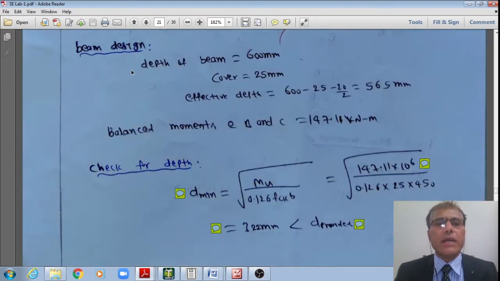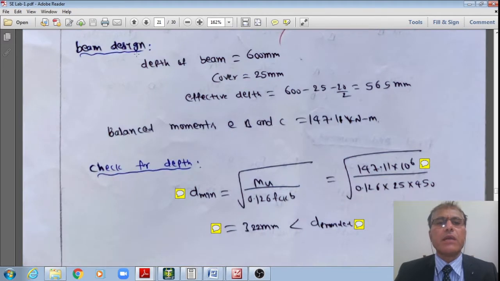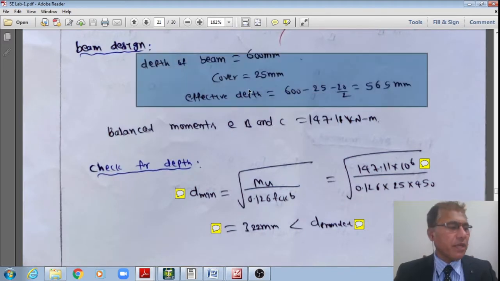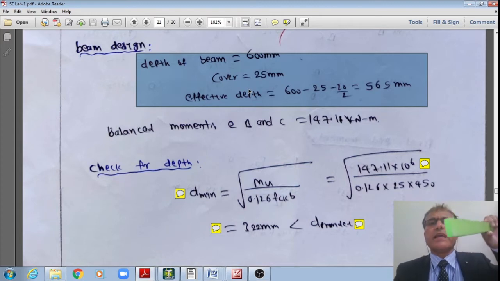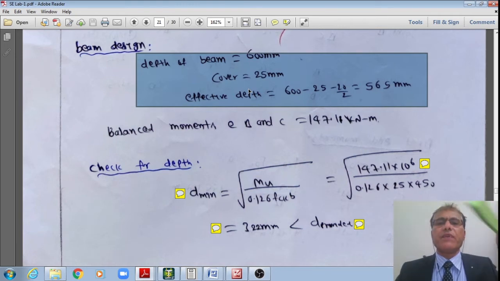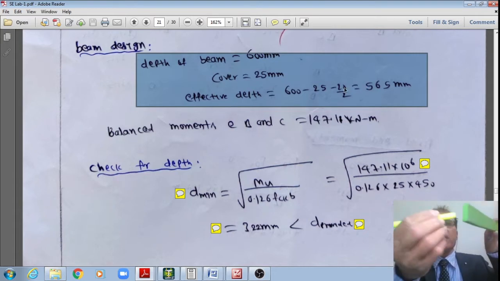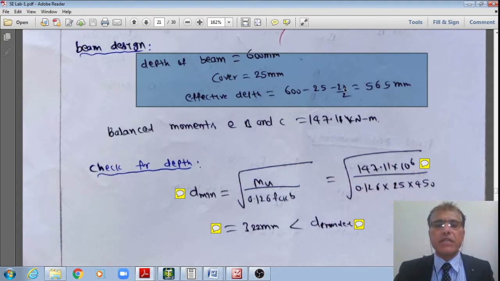Now let us initiate the manual designs of the beams. The first one is the data already given. We already know that the depth of the beam is, say, 600 mm and cover is assumed as 25 mm. Therefore, the effective depth, assuming a 20 mm dia bar, works out to 600 minus 25 clear cover minus 20 by 2, minus 10. It works out 565 mm as the effective depth up to the center of the main steel, the tension steel.